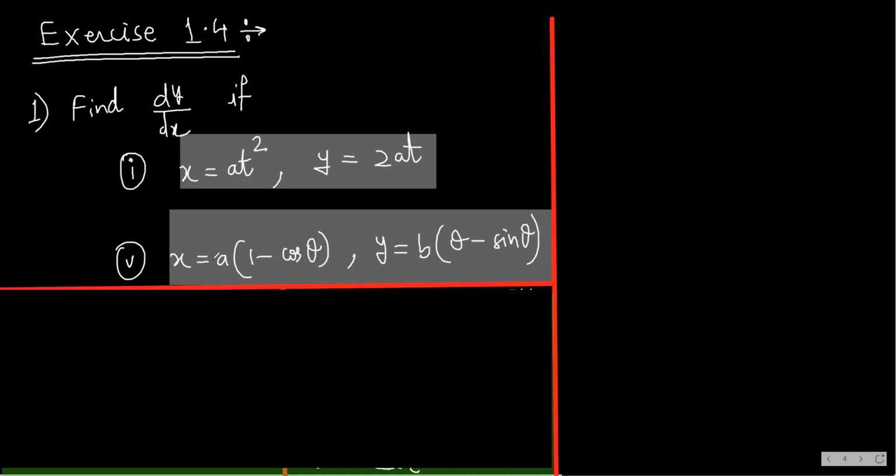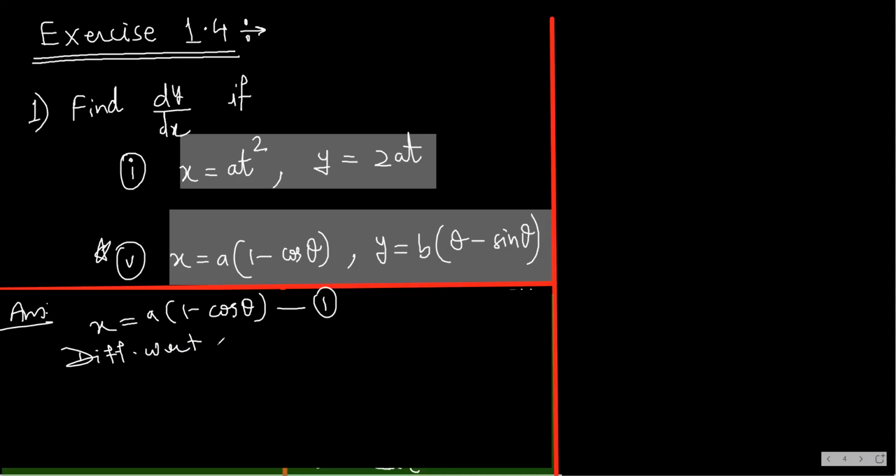Okay, students, so let's solve the next one. I shall do it very fast. I'm writing the answer for the fifth one. I'm given x is equal to a into 1 minus cos theta. So what we will do, we will differentiate this with respect to theta. Theta is the variable.